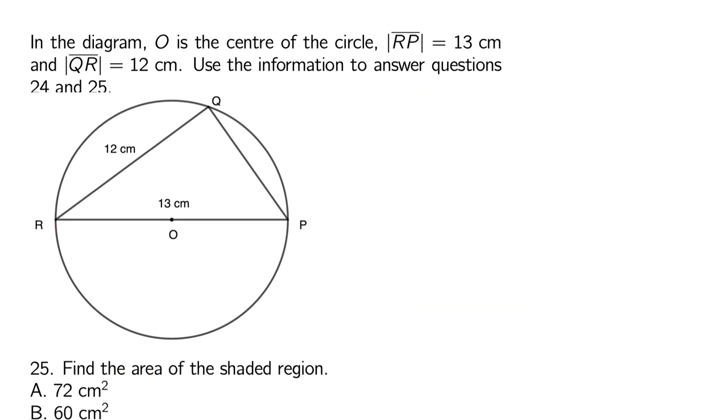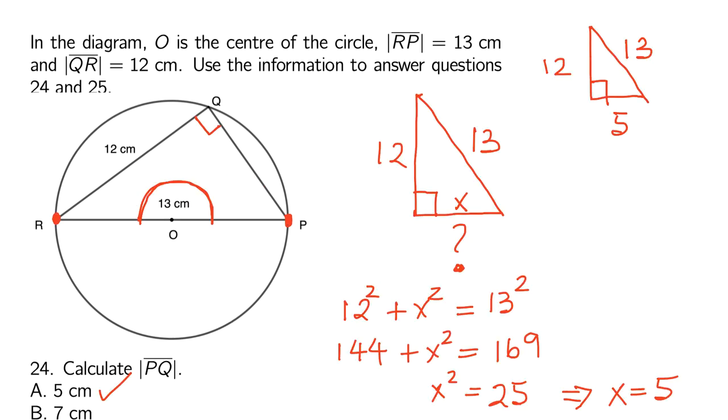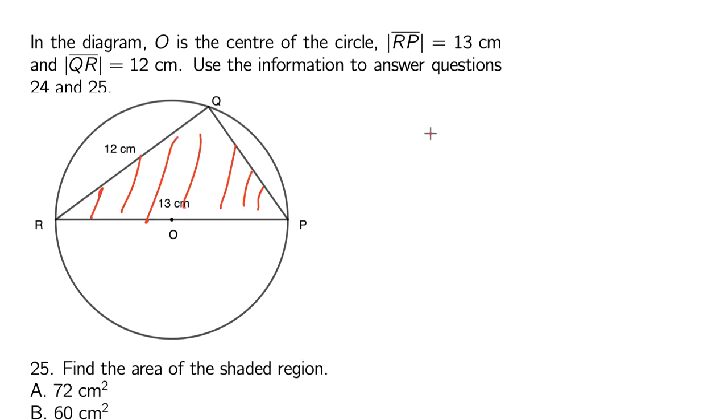Alright, the next problem is question 25. It says find the area of the shaded region. Now this is the shaded region, the triangle. So we can use the triangle we drew in the previous problem. If we bring this triangle down, we can use it to solve this problem because we've already found the length we didn't know. So we have 5, we have 13, we have 12.